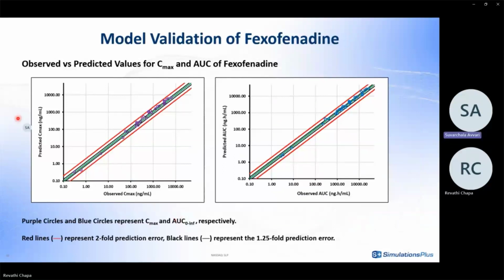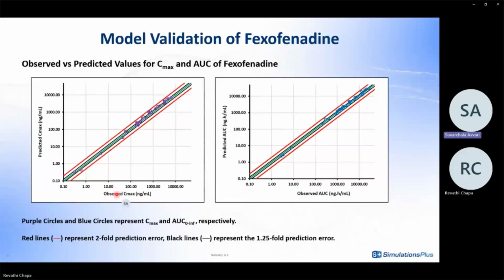So using all the in vitro data and defining this passive diffusion through optimizing the specific PSTC value, the model was built and then verified after multiple IV and oral administrations in different ethnic populations and both in fasted and fed state. So this slide here presents a model validation of fexofenadine, similar to digoxin.